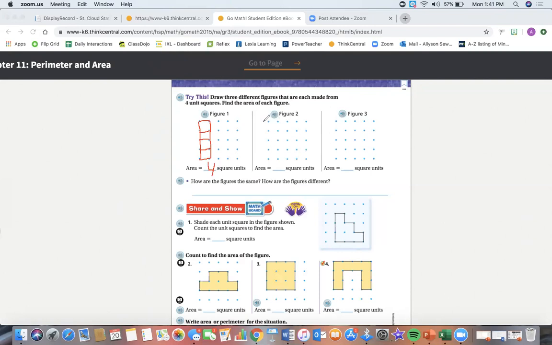All right, so now it's another one, but it has to look different, but it still has to have an area of 4 square units. So let's say I did this. And I put these boxes in here just to help you figure out what 1 square unit looks like. So here, this would also have 4 square units. 1, 2, 3, 4.